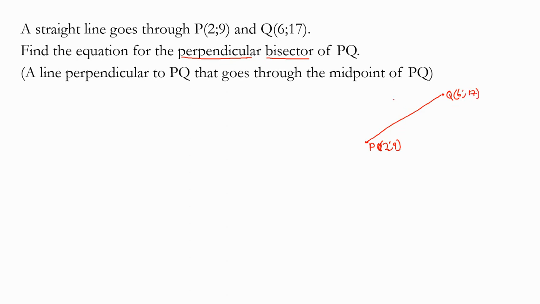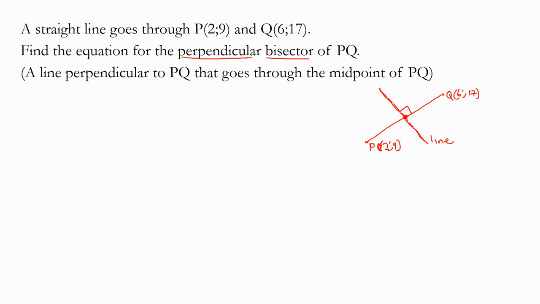So we're talking about a line that is perpendicular to PQ and intersecting PQ at the midpoint. This is the line. We're not given the name of the line, so let's call it line. It forms a right angle, a 90-degree angle, with the line PQ. Now we want to find the equation of this line.